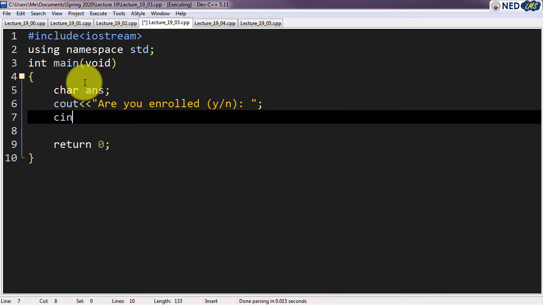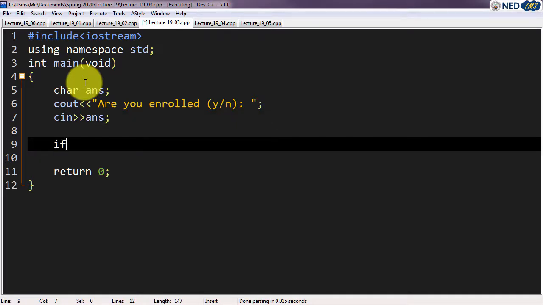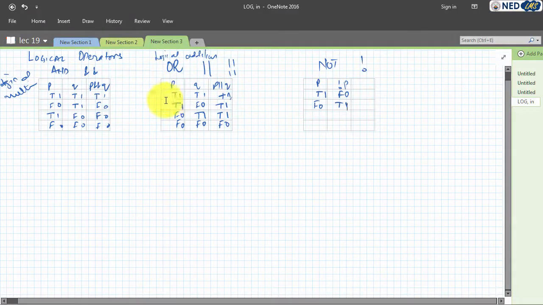I'm going to take the input from the user, assign it to the character answer, and pay attention over here: if answer equals the character capital Y, or answer equals the character small y. So if this condition is true or this condition is true, so if any one of these conditions is true, because we are using the OR operator, and we know that if any one of the conditions is true, the output is true.